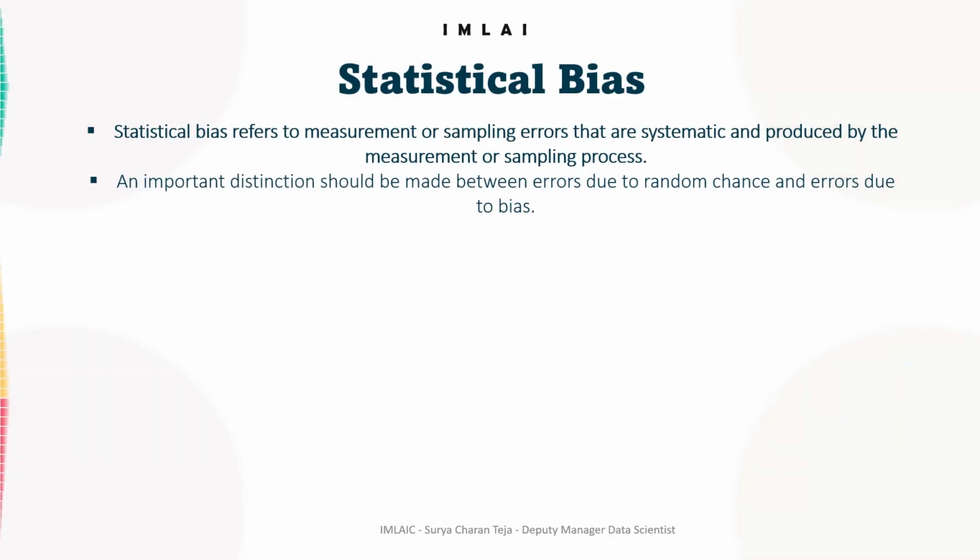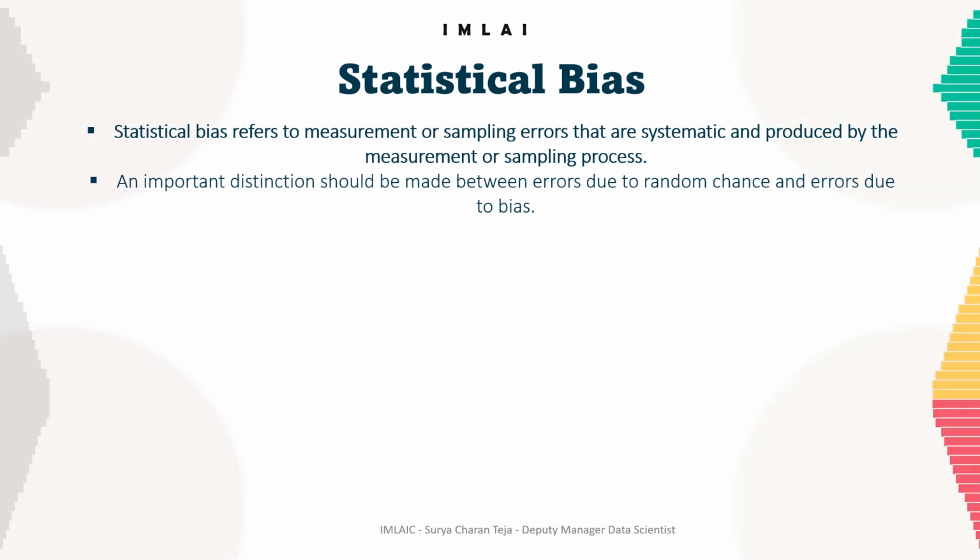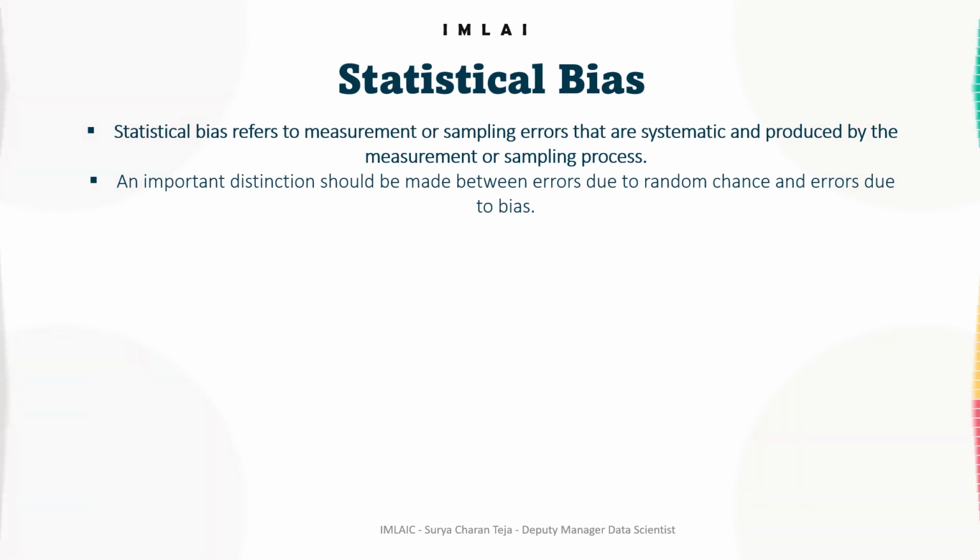So let's look into statistical bias. Statistical bias refers to measurement or sampling errors that are systematic and produced by the measurement or sampling process. An important distinction should be made between errors due to random chance and errors due to bias.